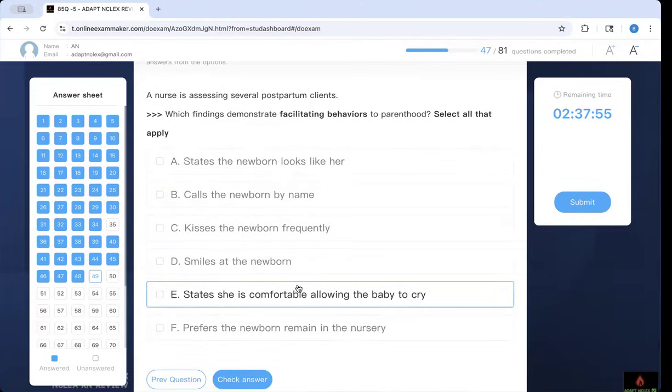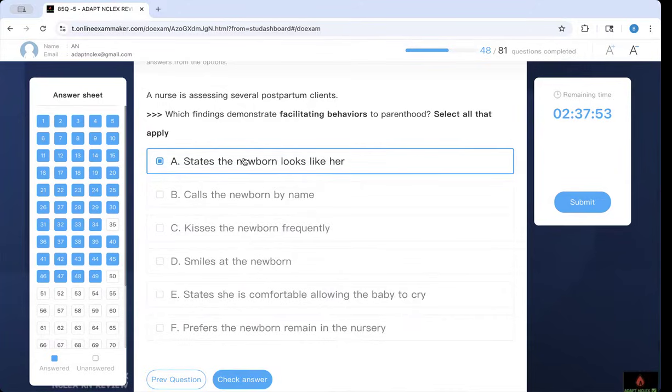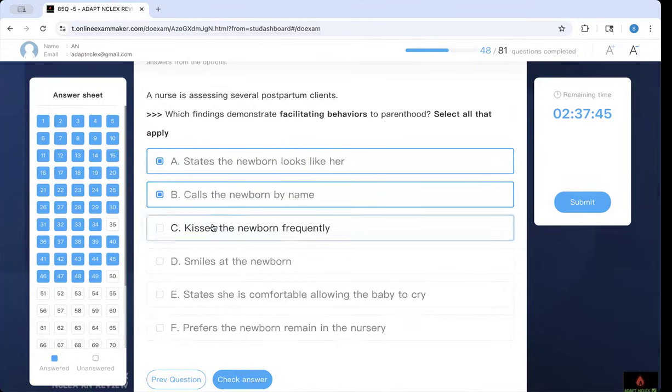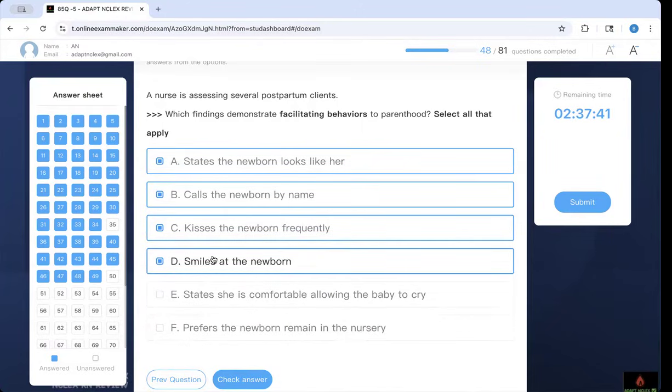Let me know. A, baby looks like me, I'm adapting and look good. Call the baby by the name as adapted. Recognize the baby is part of the family and kisses the baby too. You smile at the baby. Oh, awesome. State she is comfortable allowing the baby to cry.